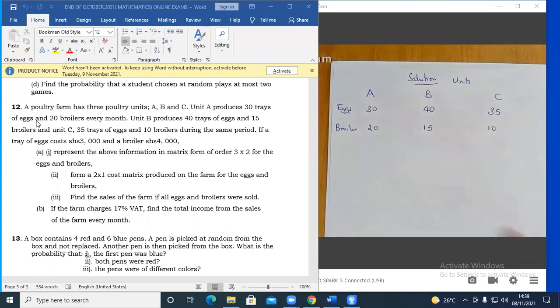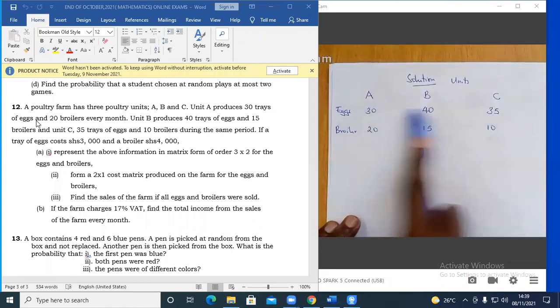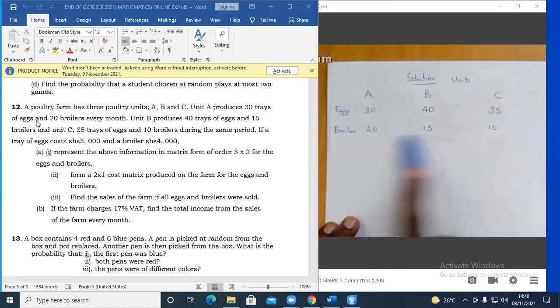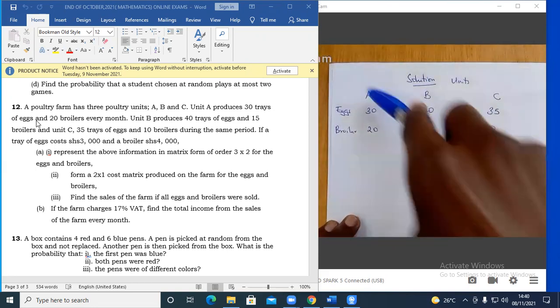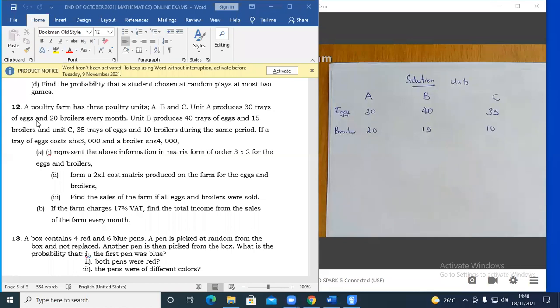So this row is presenting the trays of eggs, then this one is presenting broilers, and this one is presenting the units. In simple terms, the way we have put it, that is already a matrix. But a matrix must be enclosed with a rectangle or a closed bracket.